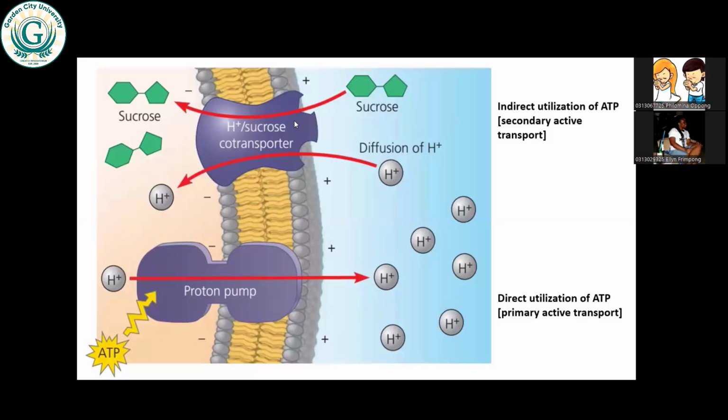All right. So with the hydrogen pump, focus on the slide and the pointer.